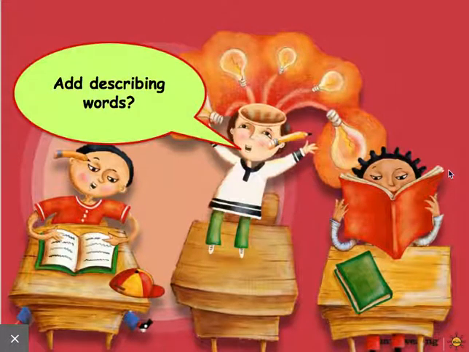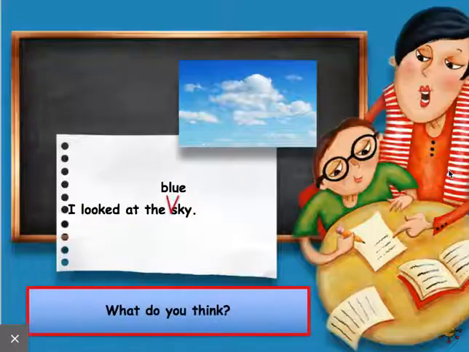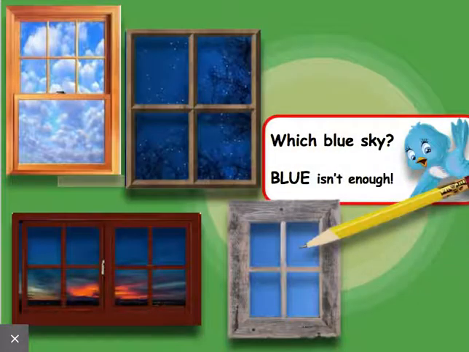By adding describing words like adjectives. So if I start with the sentence, I looked at the sky, and I add in the word blue, what do you think? Is that good enough? But which blue sky? Just saying blue isn't enough. All of these different windows represent a different kind of blue sky that it could be. When you are using elaborative detail to create the setting for the reader, you want to be really, really specific so that you can show them exactly what you mean and give them a picture in their heads.